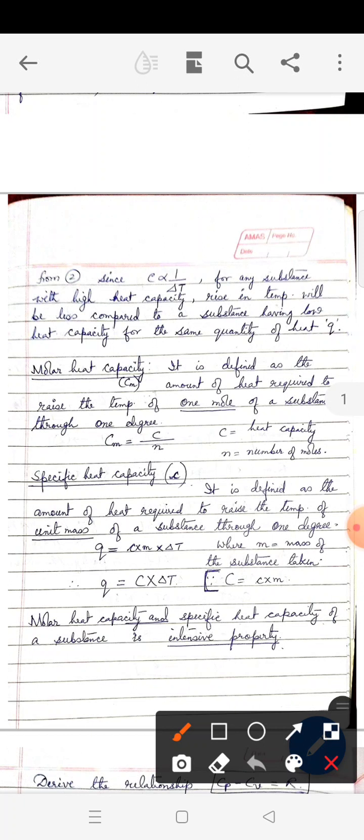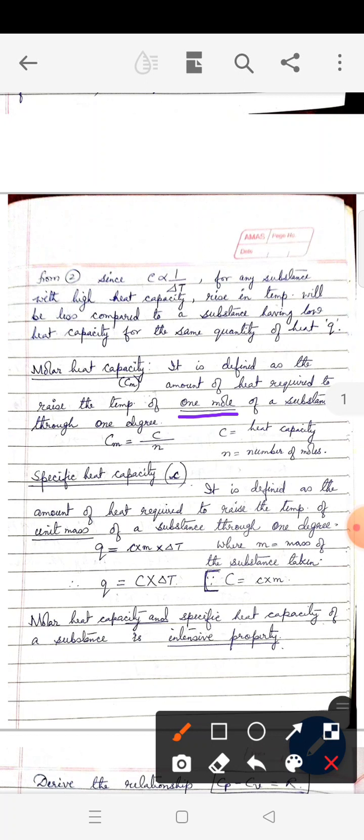Next we move to molar heat capacity. As the name suggests, it is defined as the amount of heat required to raise the temperature of 1 mole of a substance through 1 degree. That means here we are specifying the quantity of the substance. Whatever substance we take, that has to be taken in 1 mole. And it is represented by the symbol C subscript M, where M stands for mole. And it can be calculated from heat capacity by dividing by the number of moles in a certain quantity of a substance. So Cm is C divided by n.